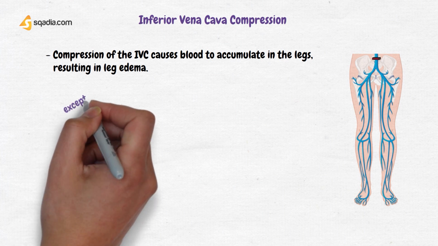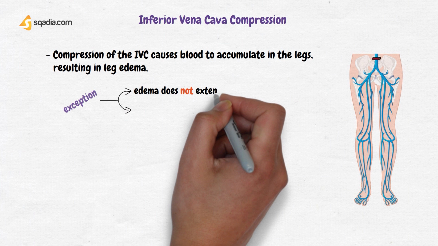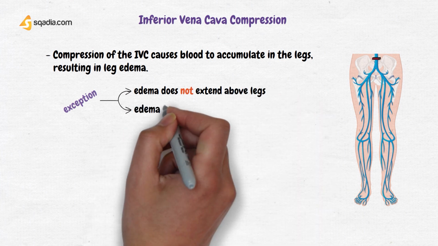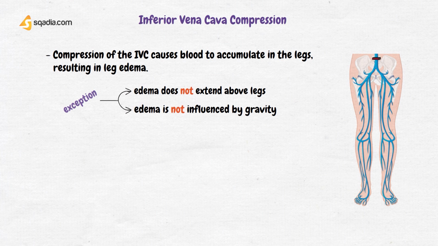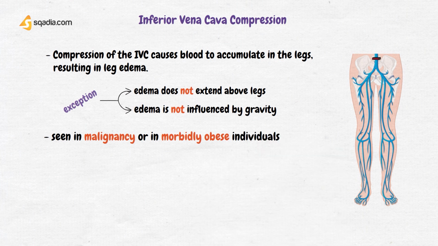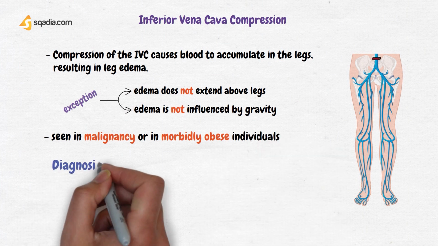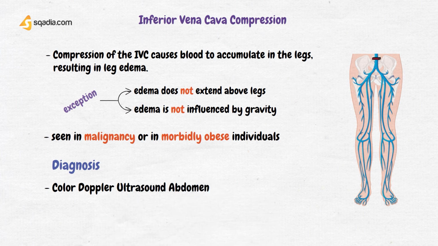What's unique about inferior vena cava compression is that edema does not extend above the legs and is not influenced by gravity either, meaning a bed-bound patient with inferior vena cava compression won't develop sacral edema. This condition is seen in malignancy or morbidly obese individuals. Diagnosis is made by a color Doppler ultrasound abdomen to detect the disruption of blood flow and CT abdomen.